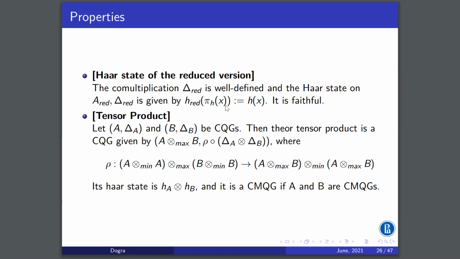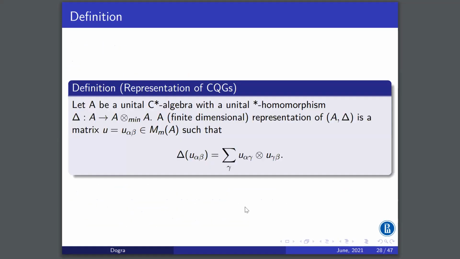Now we define the tensor product of two compact quantum groups. If A and B are two groups, then their tensor product is given by the max tensor product of the underlying algebras, and the co-multiplication map is given by this composition, where rho is defined as follows. Its Haar state is also given as a tensor product of their individual Haar states, and the tensor product is a compact matrix quantum group if A and B are both compact matrix quantum groups.